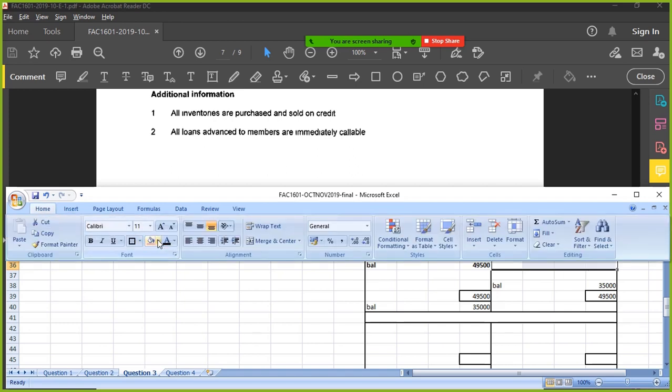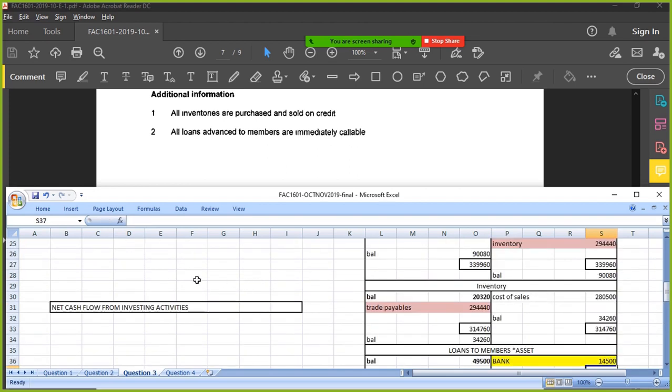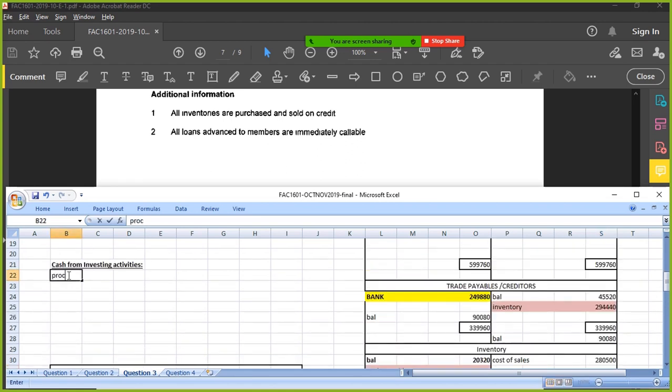Okay, so you actually received money. You would have debited the bank, you would have credited the loans to members. So this would have been an inflow, and the inflow would have been 14,500. So part of investing, 14,500. Proceeds received from the loans to members called, or redeemed, or let's say paid back. Well, it's not really paid back. Receivable, yeah, called. Let's just use that.